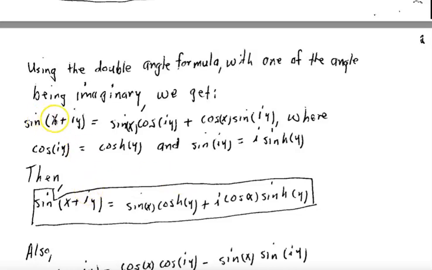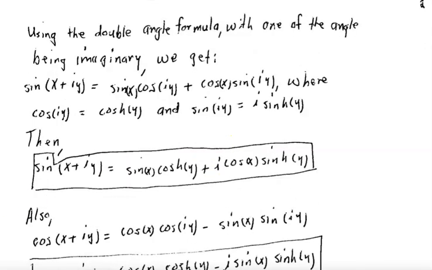So the sine of the quantity x plus i y is equal to this expression here. And the cosine, then we just figure out what they are. And so now we can substitute it here. And we get then that the sine of x plus i y is sine of x times the cosh of y plus i times the cosine of x times the hyperbolic sine of y. That's the first expression that we wanted to get.